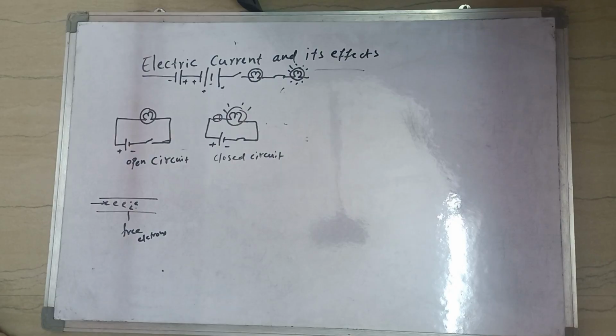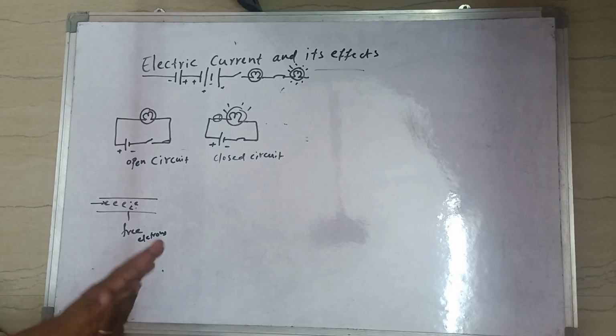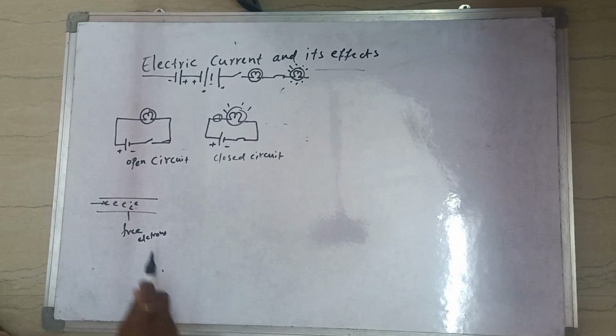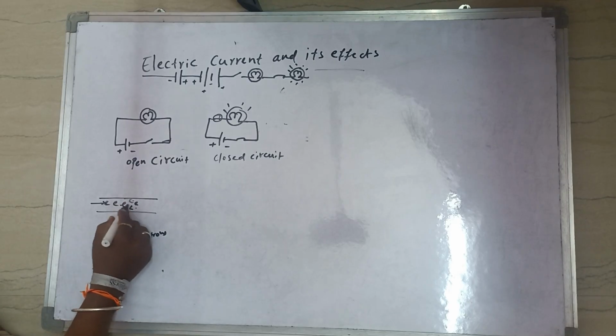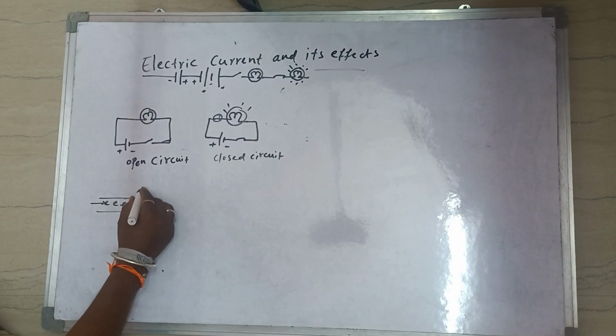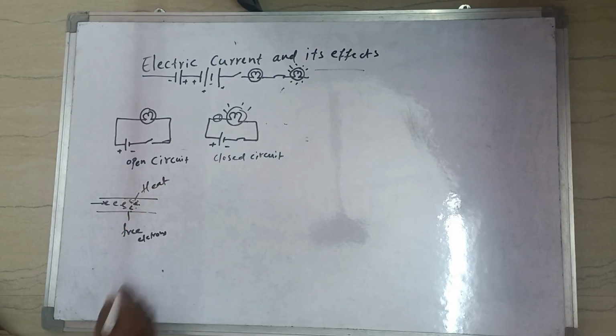If we rub our hands, what will happen? It will become hot, right? Rubbing action means friction is produced. Here the electrons are moving in the conductor. Due to the movement of the electrons, there will be production of heat energy.